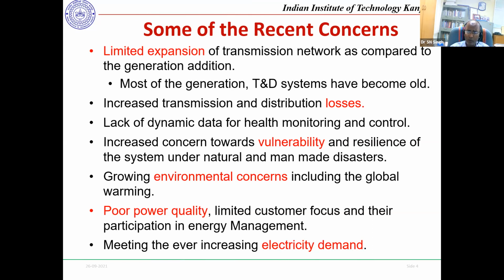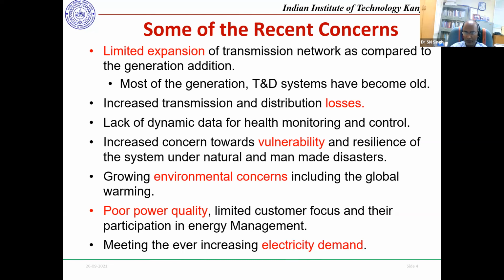They are also used in controlling the voltage and frequency. We are doing many things, but at the same time they generate a lot of power quality issues, and they are also the most affected. So it is a cyclic phenomenon. They are used for something, they generate something, and they are affected by it. Then there is limited customer focus and participation in energy management.